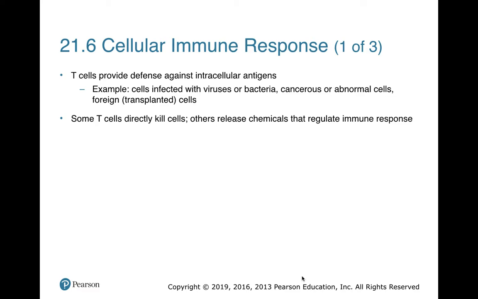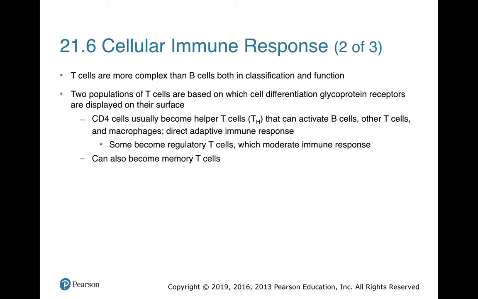Some T cells kill directly, others are going to release chemicals that help regulate the immune response. So they are a little more complex, actually they're much more complex than B cells in classification and functions. There are two major populations of T cells that are based on cell differentiation antigen on their surface, a protein, and it's a glycoprotein, it's got sugars on the surface of the T cells. And those two basic types of T cells are CD4 positive T cells and CD8 positive T cells.